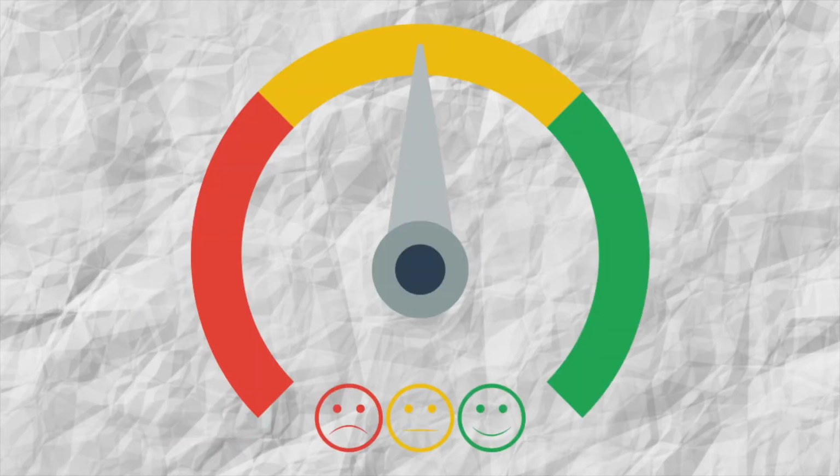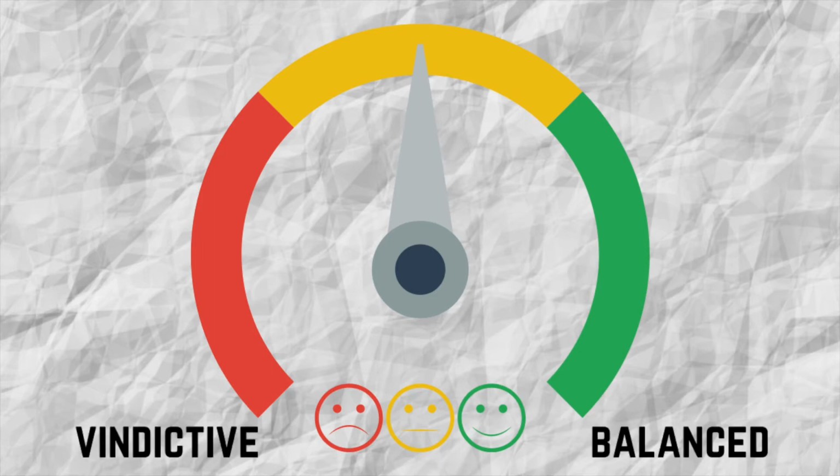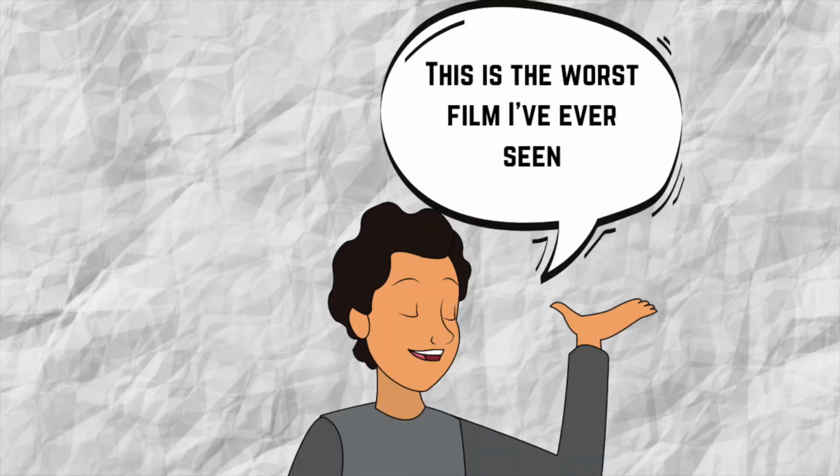There are varying degrees of criticism, from balanced to vindictive. Try to find somewhere in between that will entertain the reader, but maintain fairness. If you said, "This is the worst film I've ever seen," it would probably be dismissed as hyperbole, because in reality, you have probably seen worse.